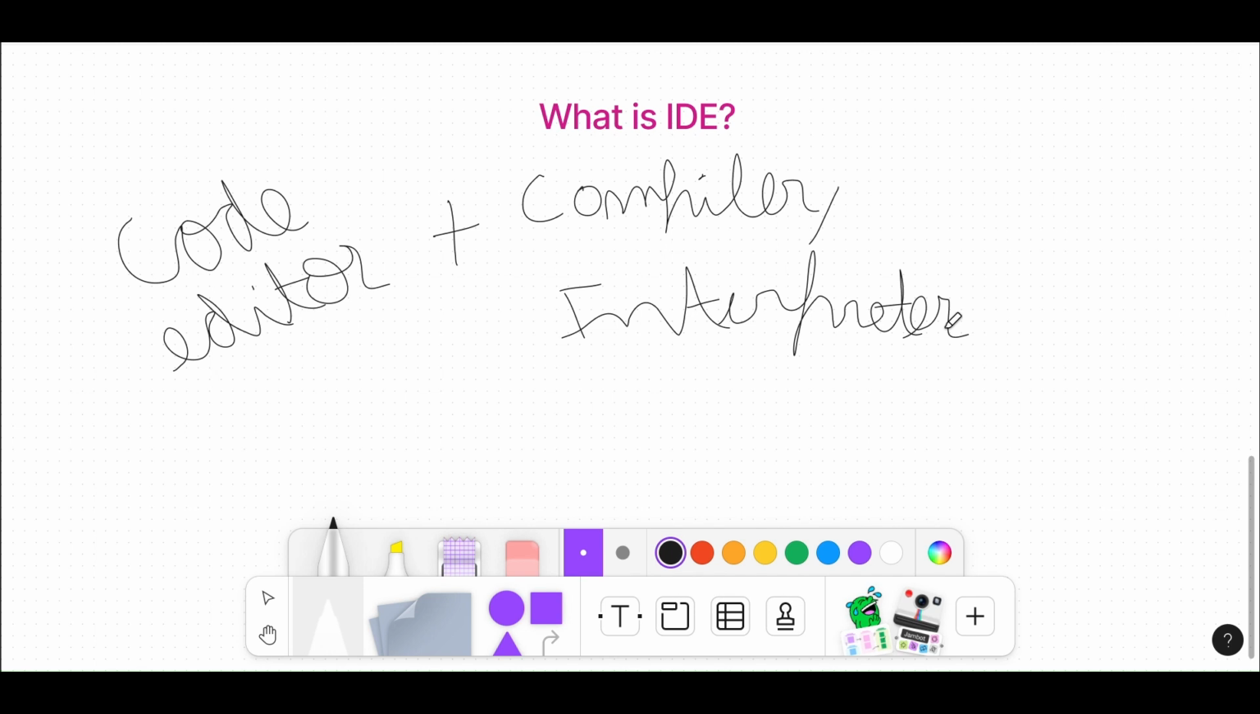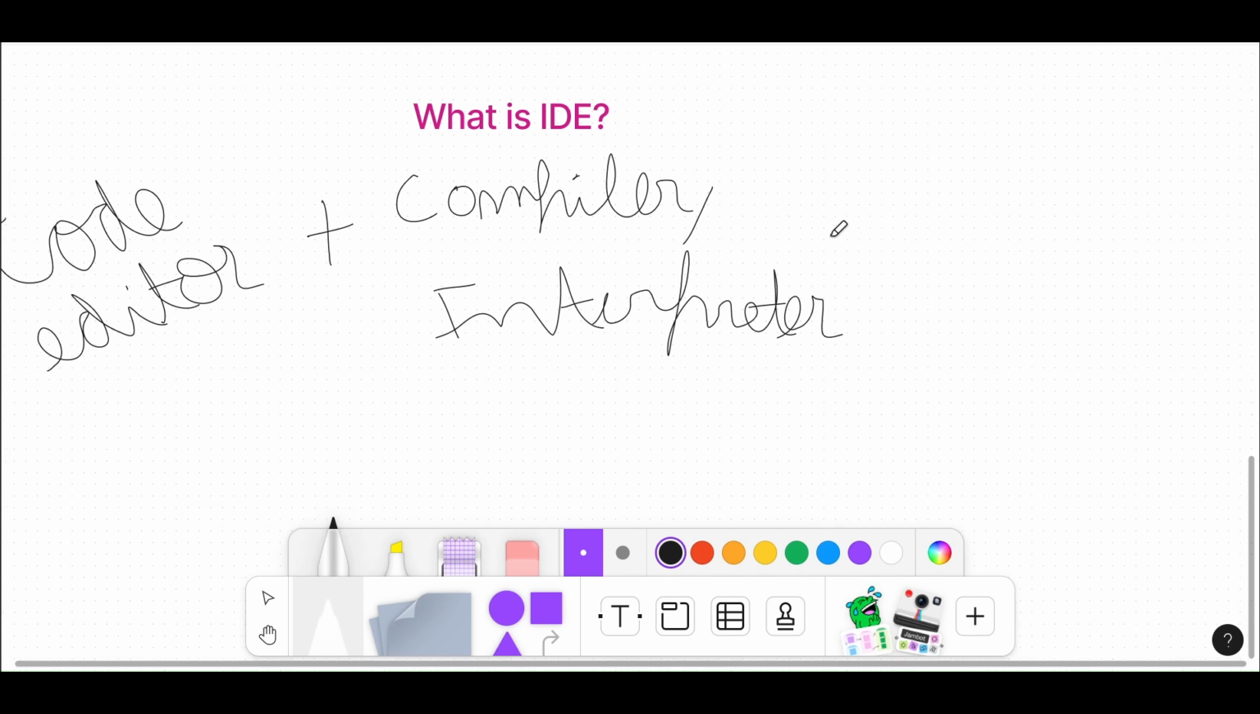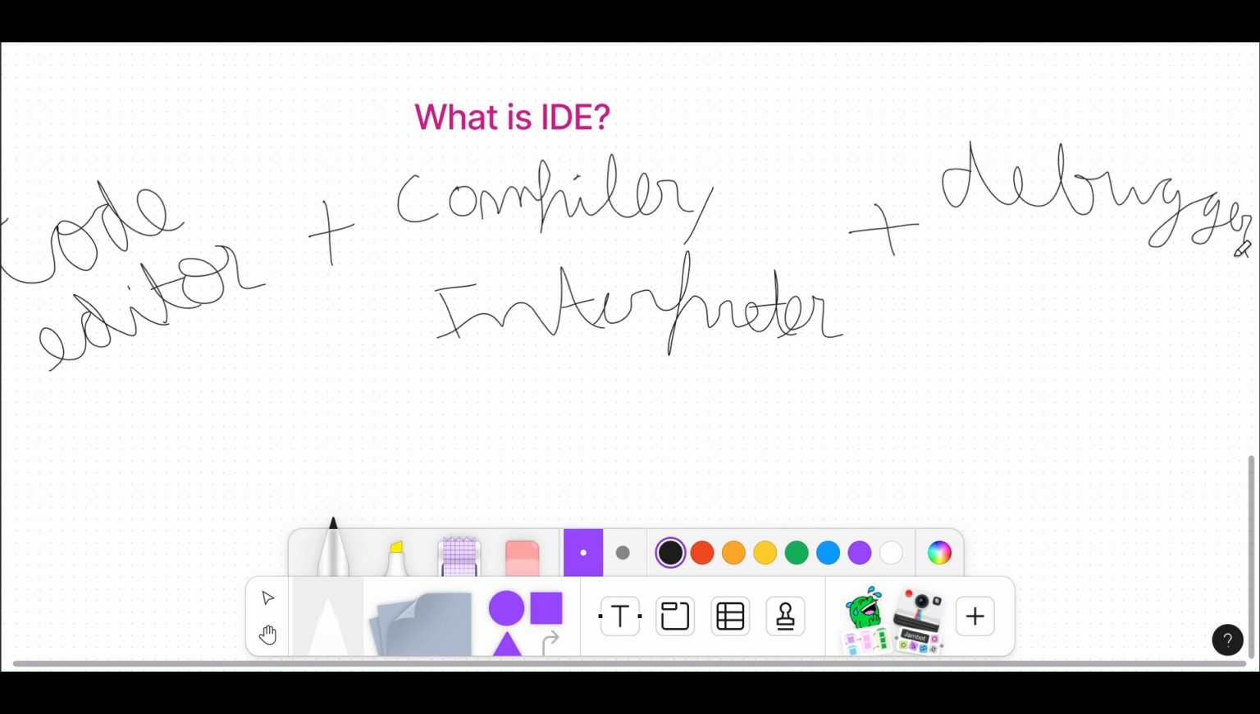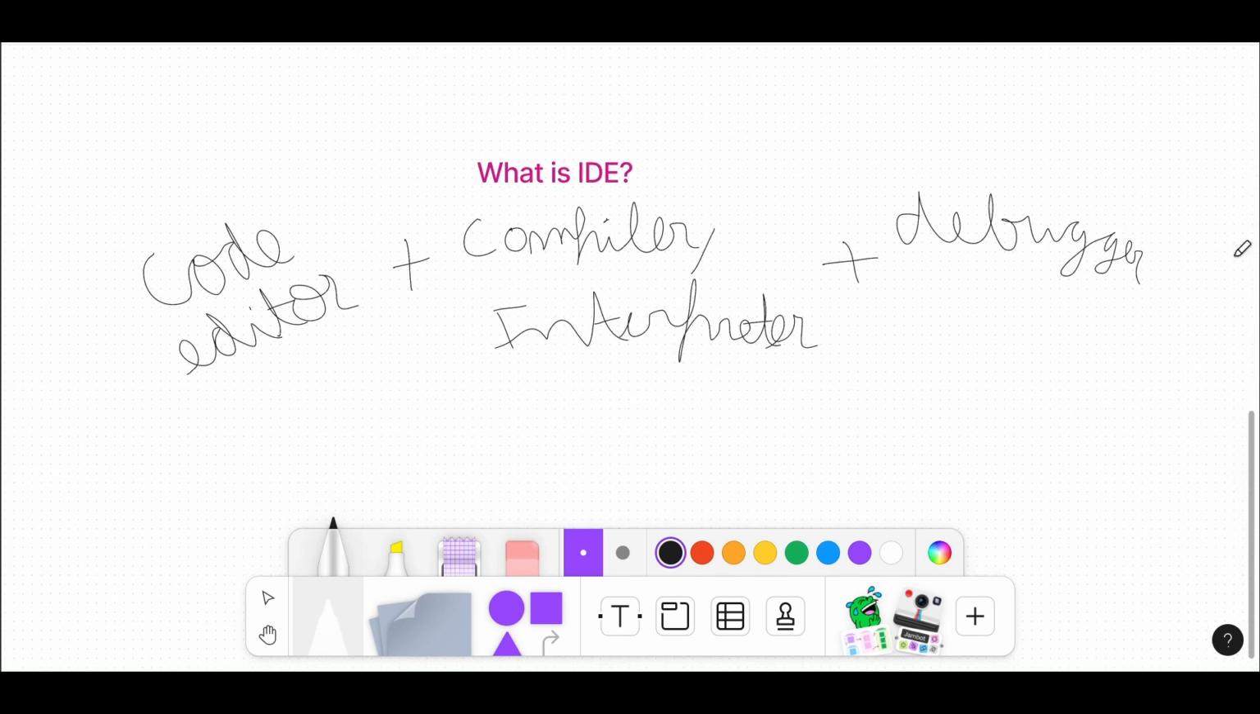Compiler and interpreter, as we all know, convert the code into machine readable language. That's the use of compiler and interpreter. There's a very slight difference between the two, which is not very important. Then we have the debugger. Whenever we write code, it is very important for us to ensure that the code is executed properly. The debugger helps us to find the errors and correct them.